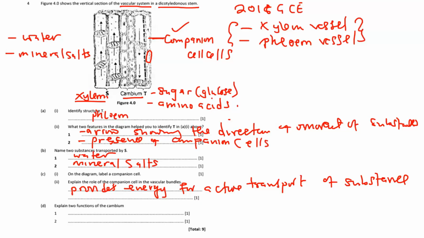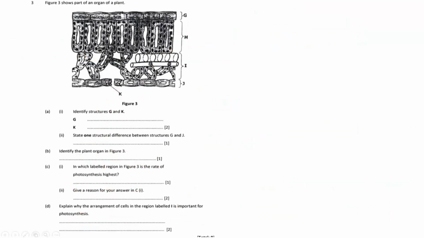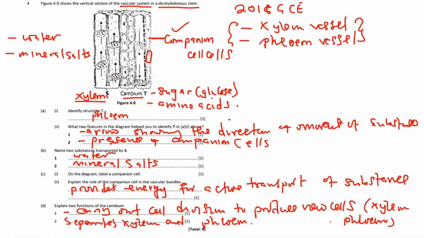This one, we've already answered it. And of course, I'm just explaining here. So it carries out cell division to produce new cells. What are the new cells that are produced? Xylem and also what? Phloem. Very important. Then what is the other one? The other one we said is that it separates xylem and what? Phloem. Or it separates xylem from the phloem. So these are the two functions.